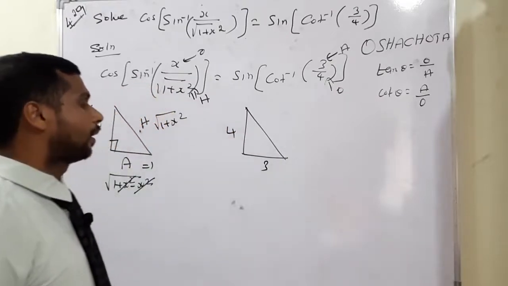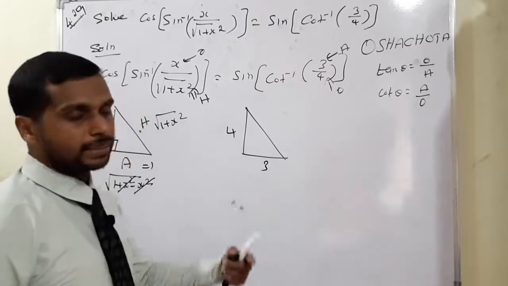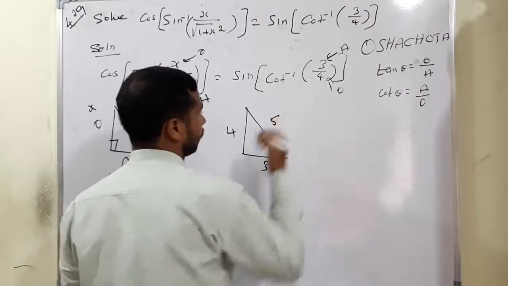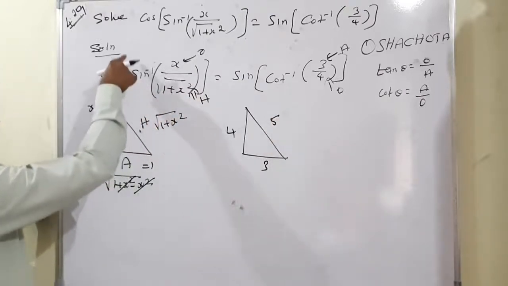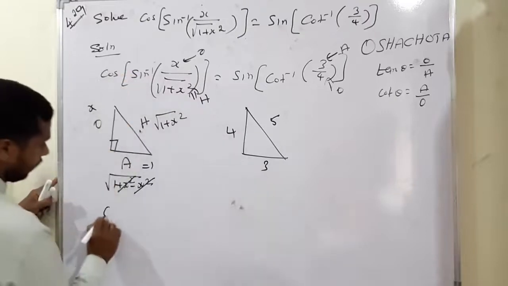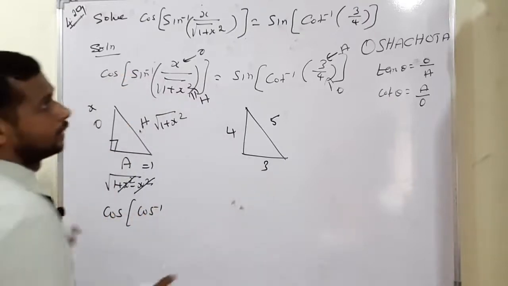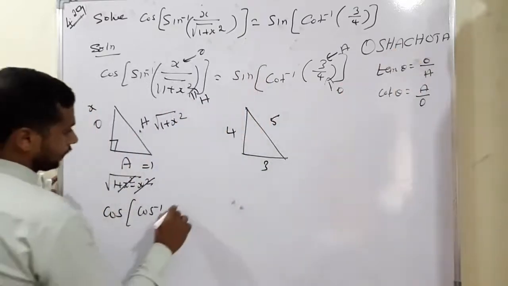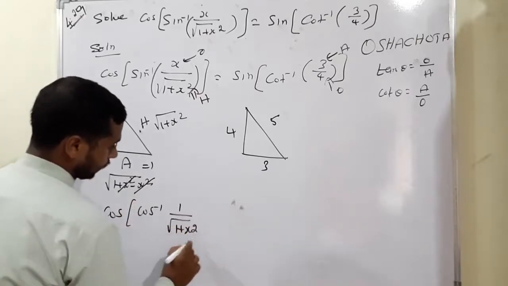So in any right angle triangle, the square of the hypotenuse: 4 squared is 16, 3 squared is 9, 16 plus 9 is equal to 25. So the square root of 25, 5, will come. So we have to rearrange it here. Inside, cos and cos inverse cancel. The first term, cos of cos inverse: what is the meaning of cos theta? Adjacent divided by hypotenuse, 1 by √(1+x²).